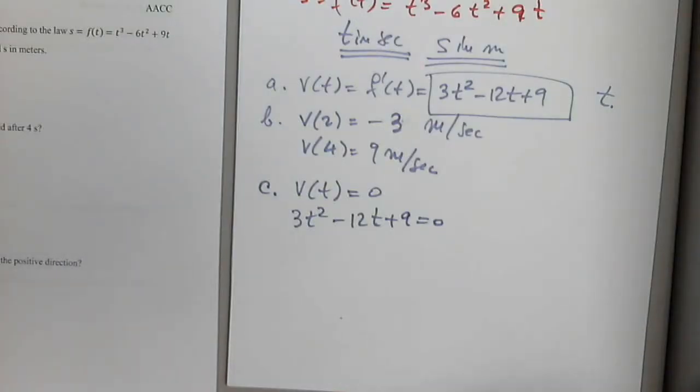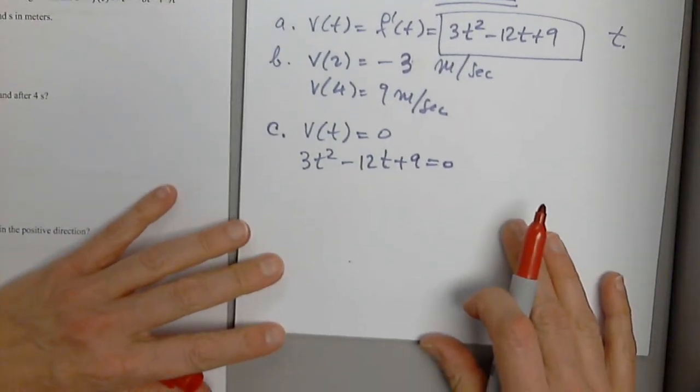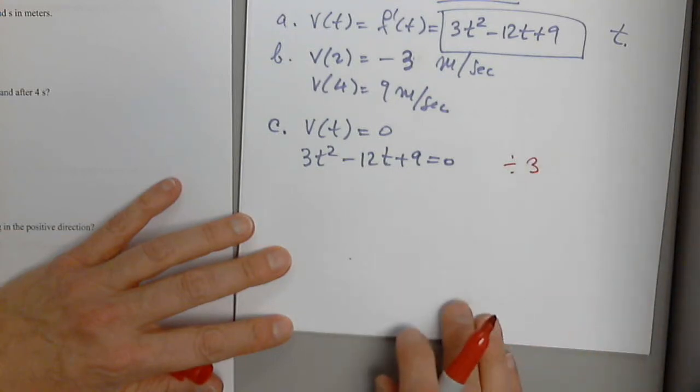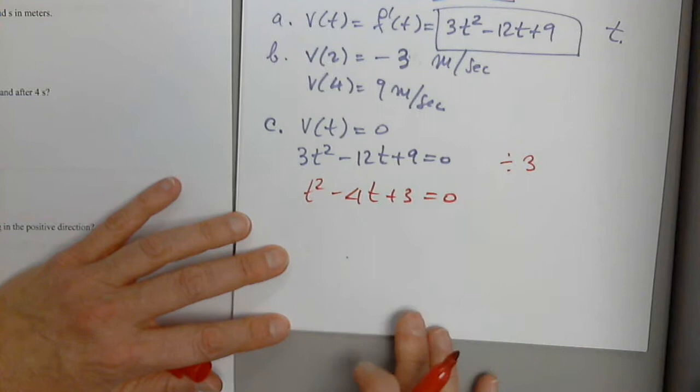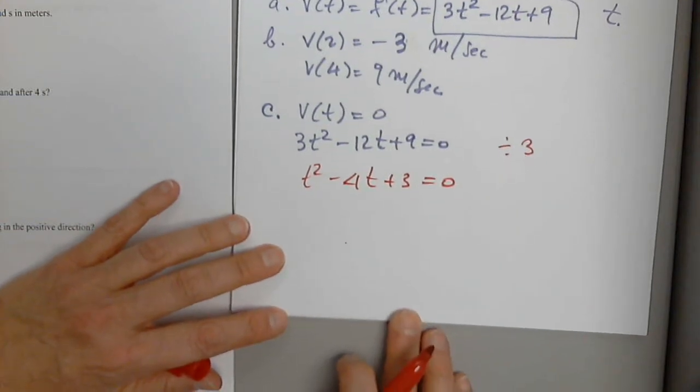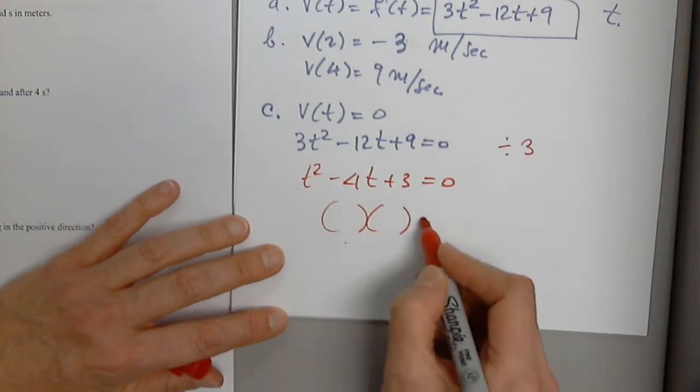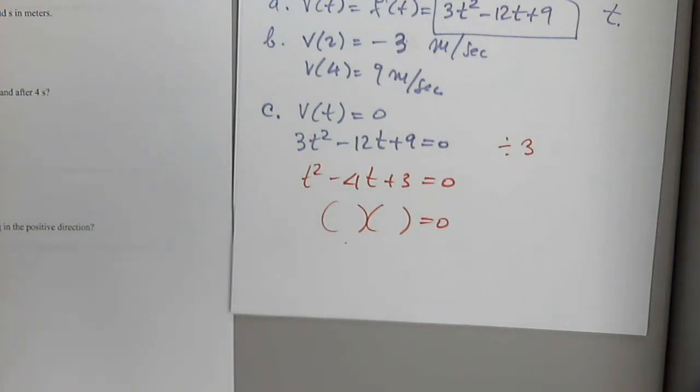You know me a little bit, at least. What do you think I'm going to do now? Divide both sides by 3, of course. So t squared minus 4t plus 3 equals 0. And if it's factorable, I will factor it quickly. If it's not, if it takes longer, I will use the quadratic formula.